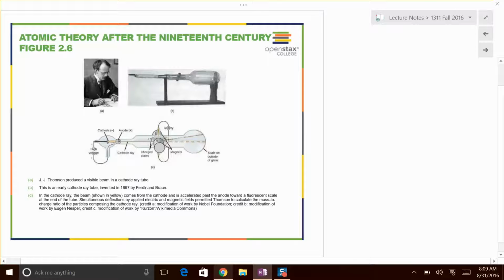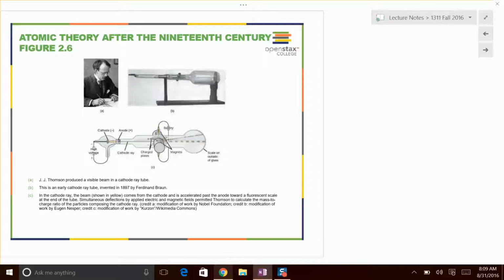Okay, so after we get Dalton's postulates, we have another scientist come along, J.J. Thomson, and he wants to understand what atoms are made of. What are they composed of? I guess he wants to understand those subatomic particles of atoms. And so he builds this cathode ray tube that has a positive and negative plate, an anode, a cathode right here.